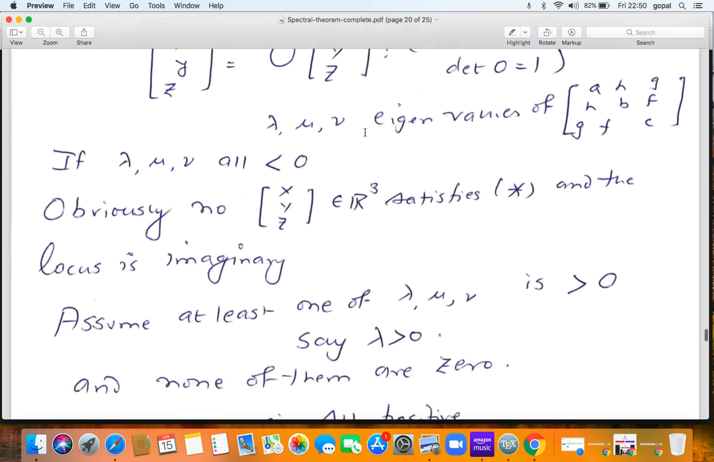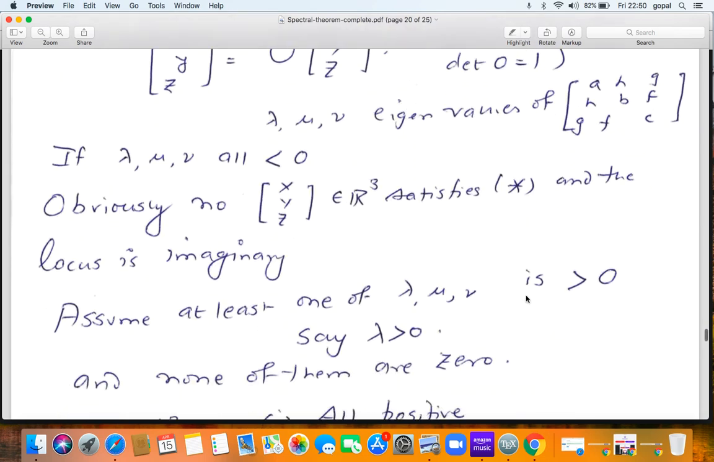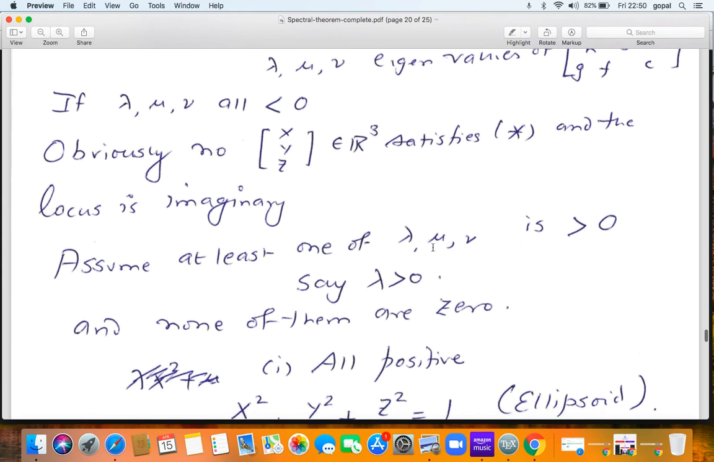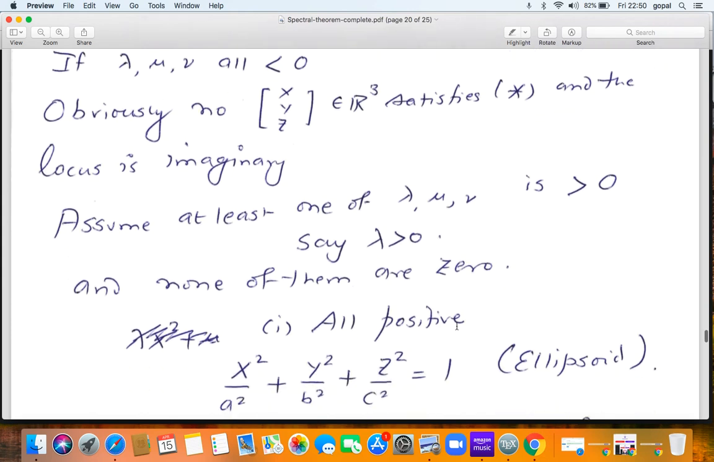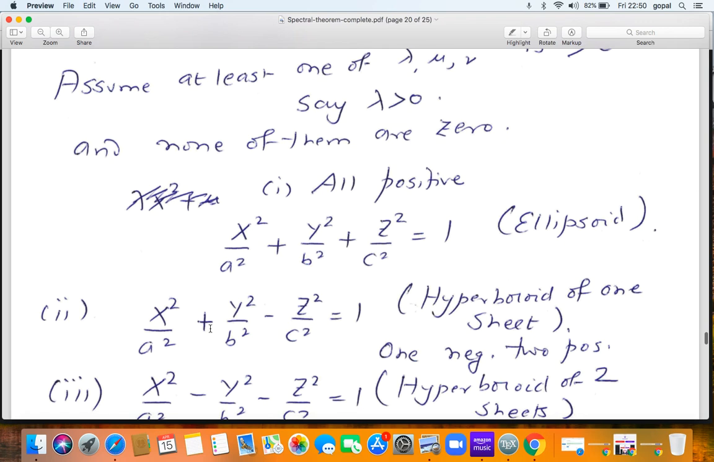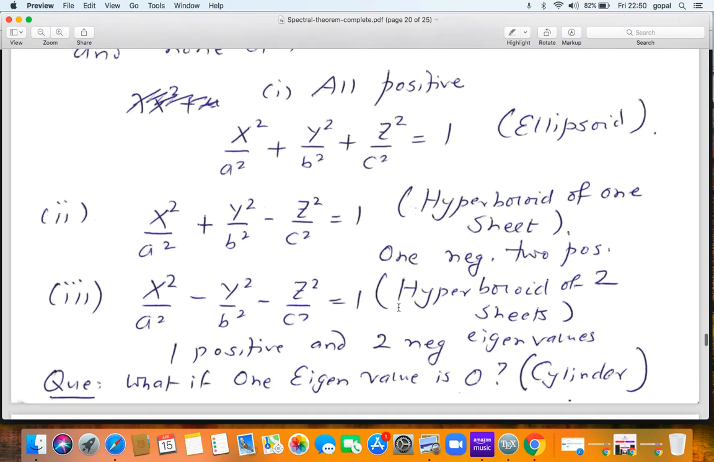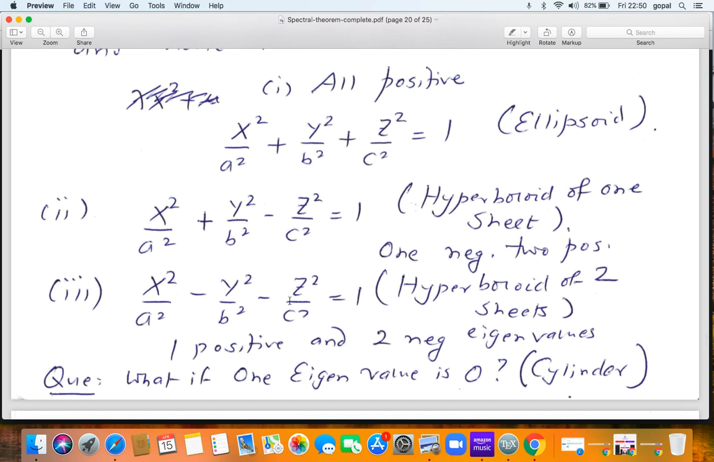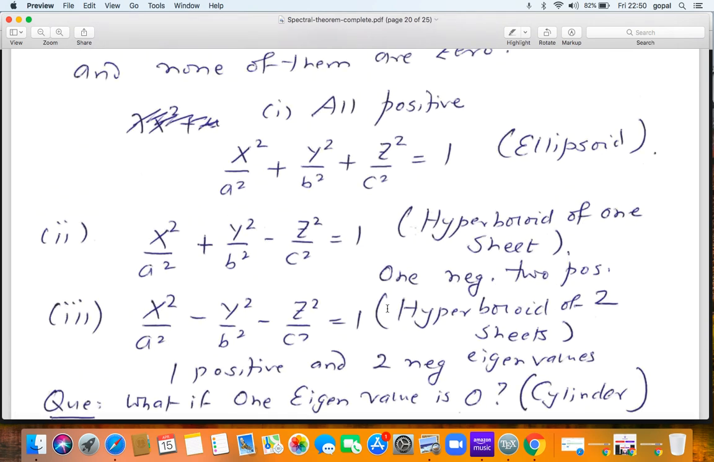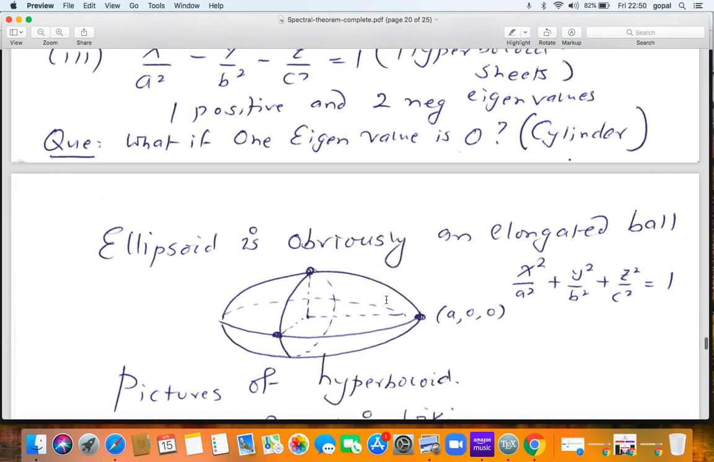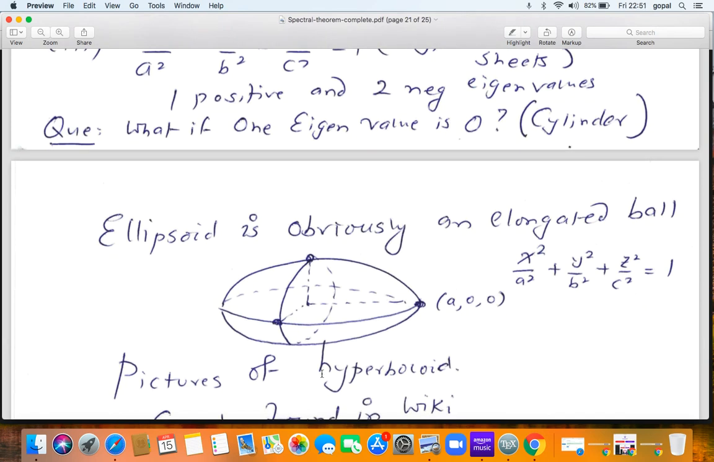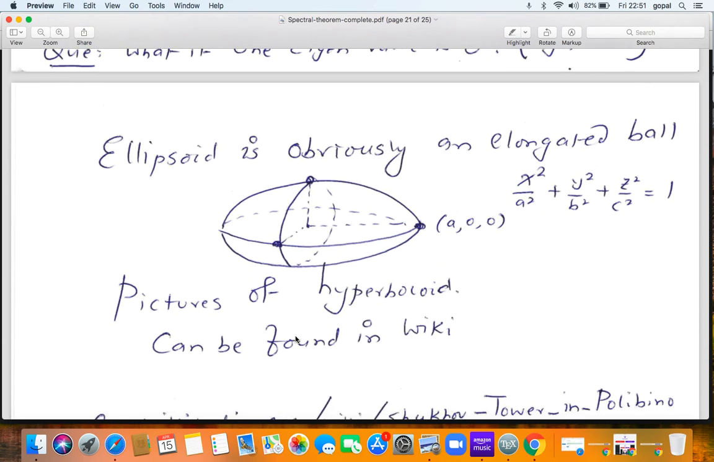And so the interesting case is when at least one of lambda, mu, or nu is positive. Say I'm going to assume that lambda is positive. If all 3 are positive, it's an ellipsoid. If 2 of them are positive and one of them is negative, it is a hyperboloid of 1 sheet. If one of them is positive and 2 of them are negative, it's a hyperboloid of 2 sheets. If one of the eigenvalues is 0, the locus is a cylinder. So now you might wonder, what is the picture? Ellipsoid, I'm sorry, I'm not very good at drawing pictures. Here is a picture of the ellipsoid. It's just an elongated sphere.